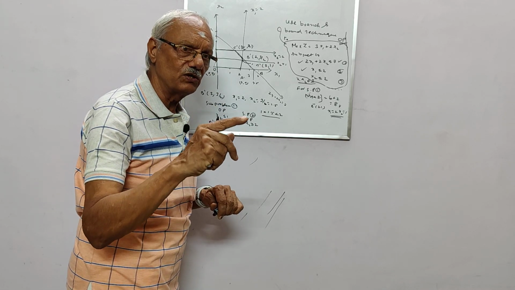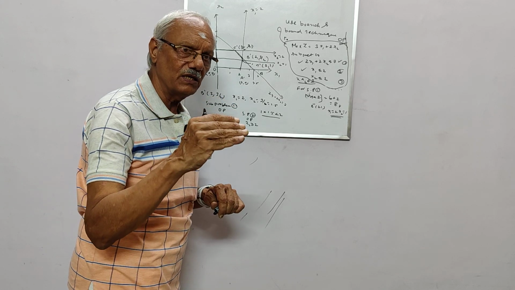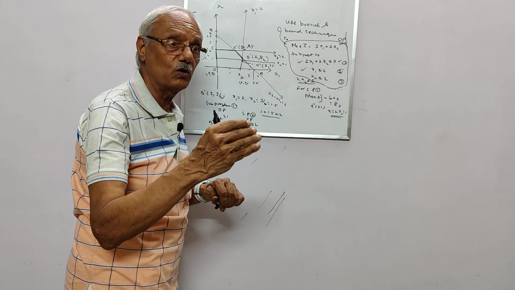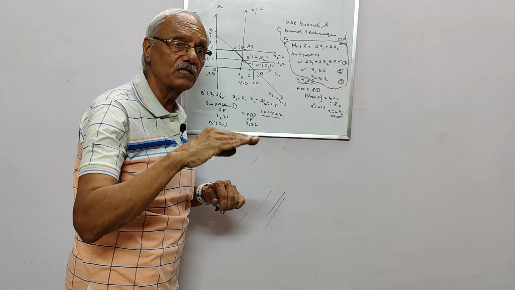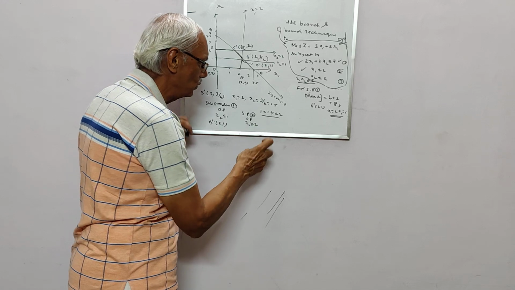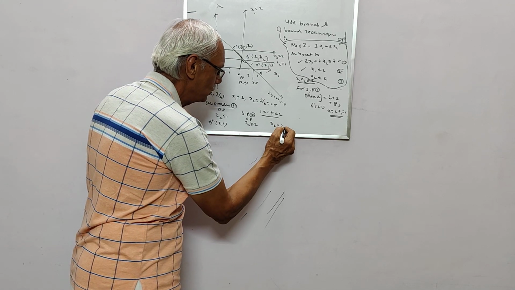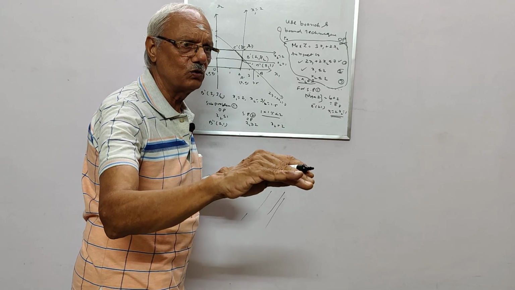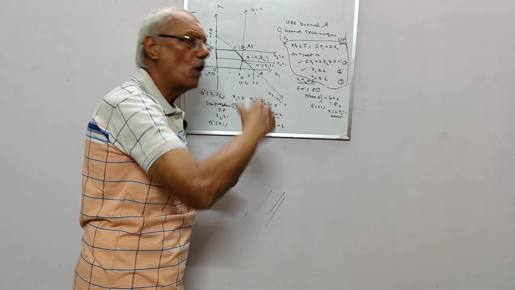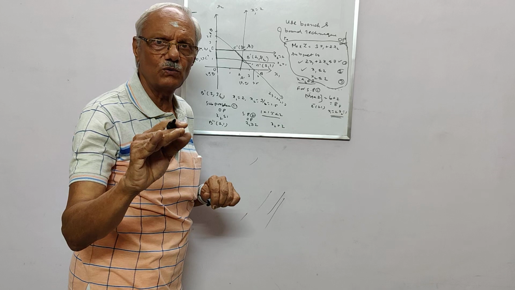You are going to consider the region x2 is greater than or equal to 2, that you will search for a solution on. That means you will draw the line x2 is equal to 2, and search for a solution on x2 is equal to 2 or above the line. Are you able to catch what I am telling you?